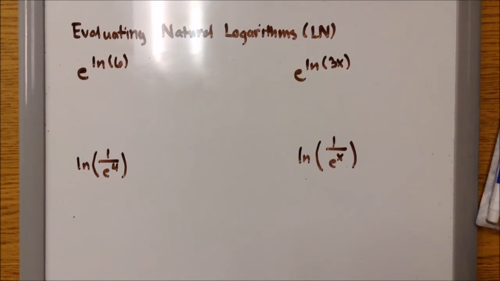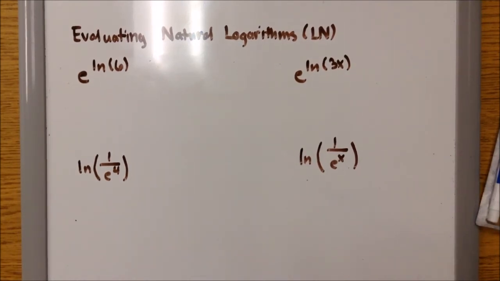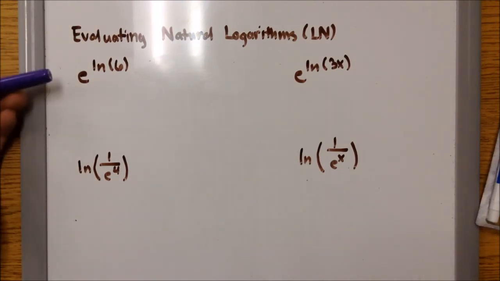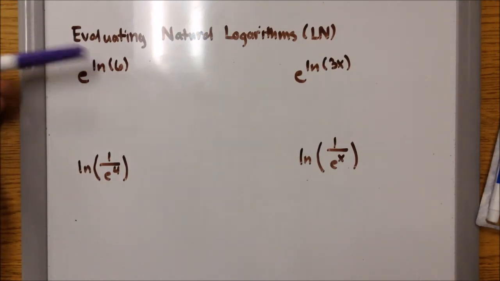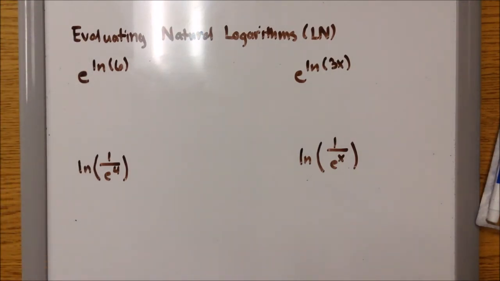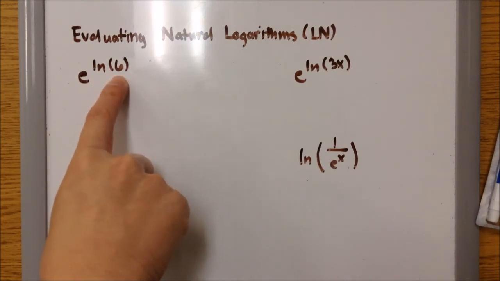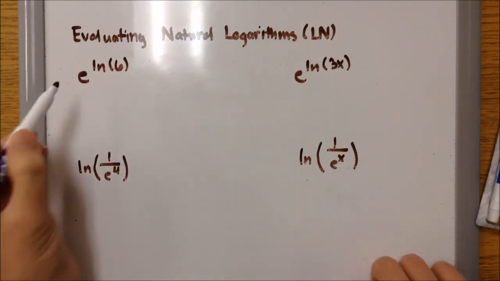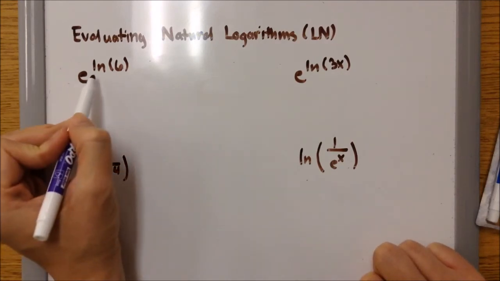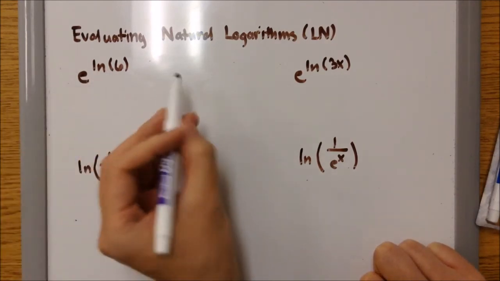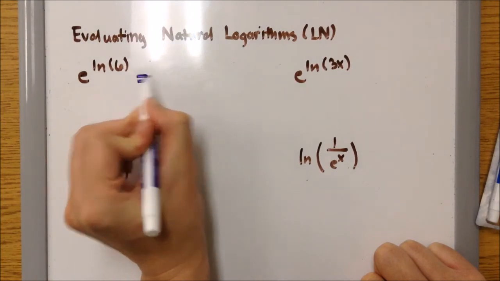Alright, now we have more examples working with natural logs, including the e function. In this example, e to the natural log of 6. Based on the properties, whenever e is raised to the power of ln, whatever is inside the parenthesis is just the answer. So e to the power of ln of 6 is simply 6.